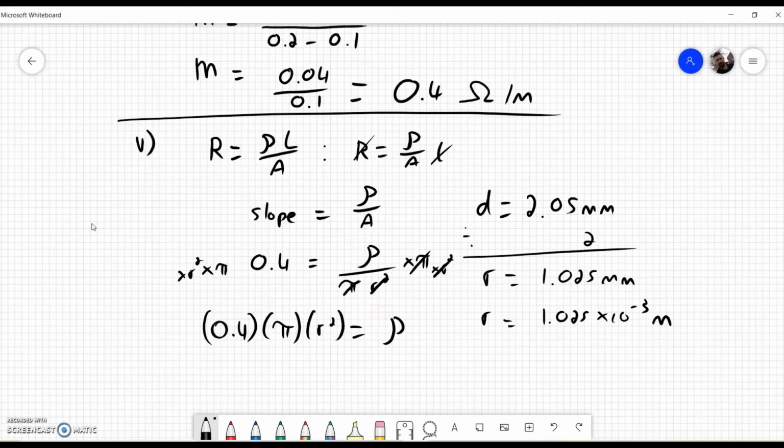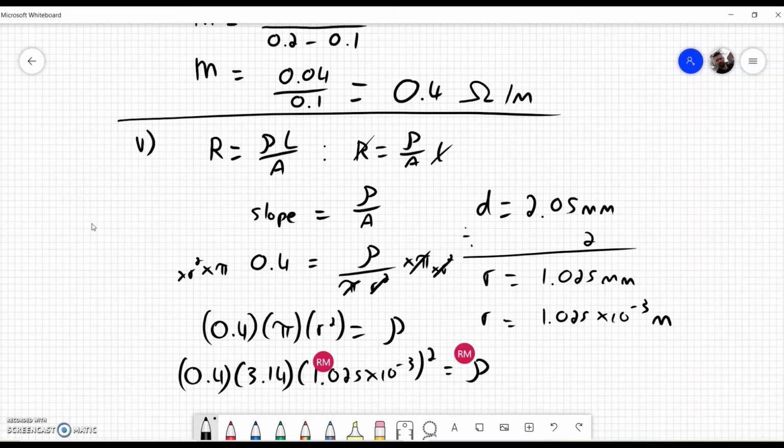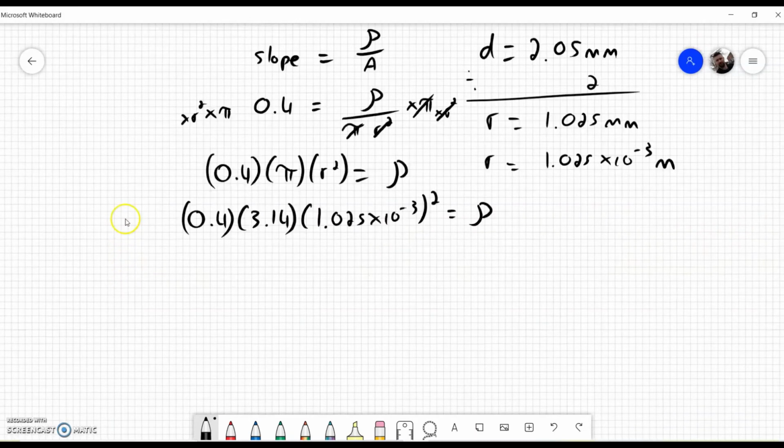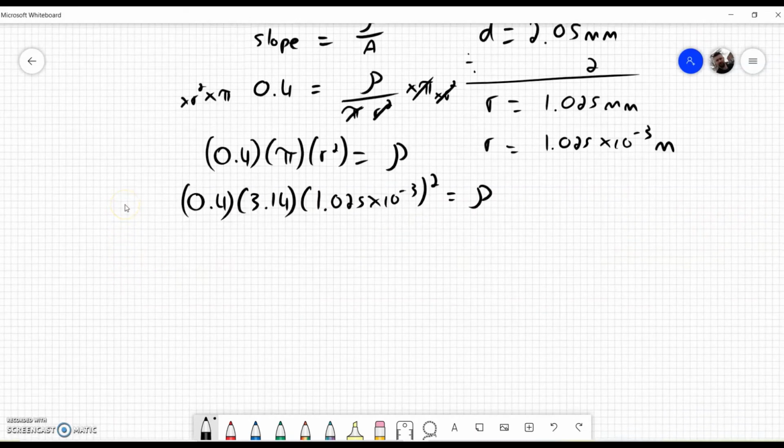Then all I need to do is substitute my numbers in. 0.4 pi, I'm going to use the value of 3.14, and r is 1.025 multiplied by 10 to the minus 3, squared, is equal to my resistivity. So what I can do is multiply out all those numbers to get my resistivity. So my resistivity is equal to, and I'll just do all that on the calculator.